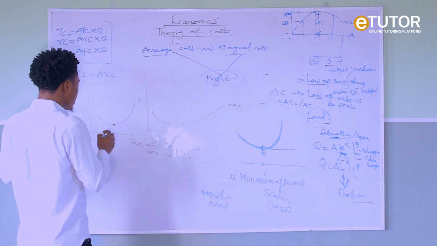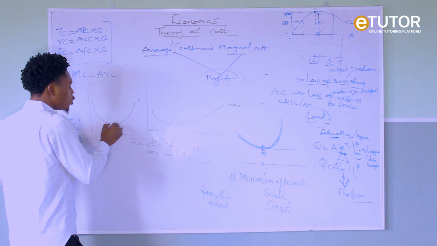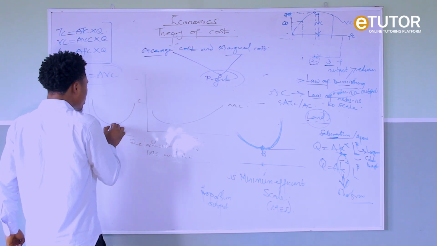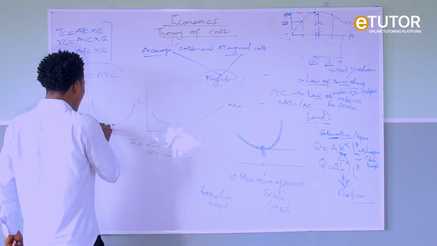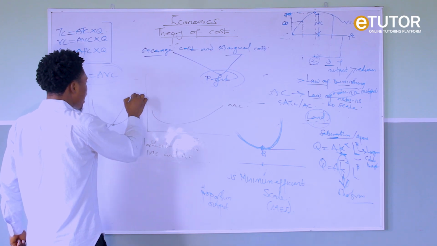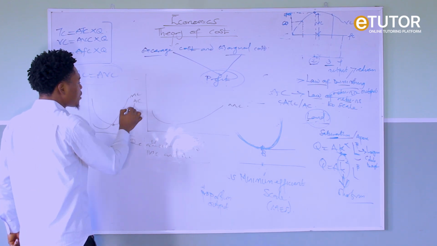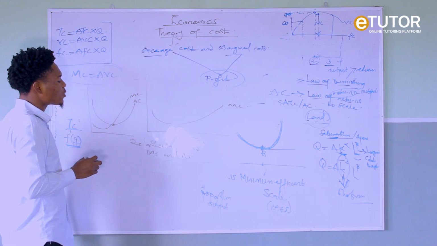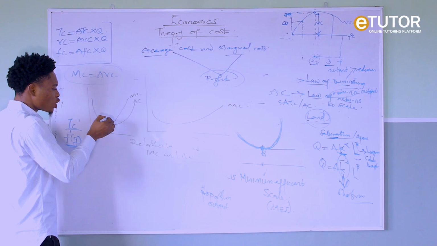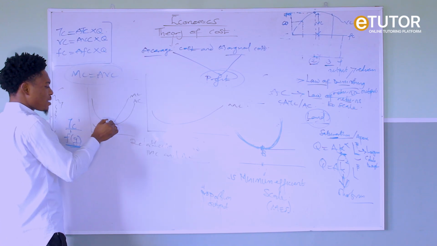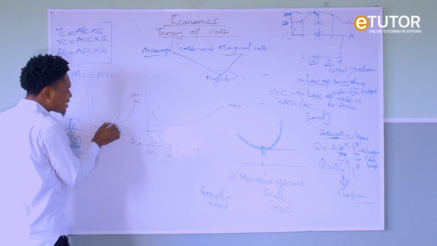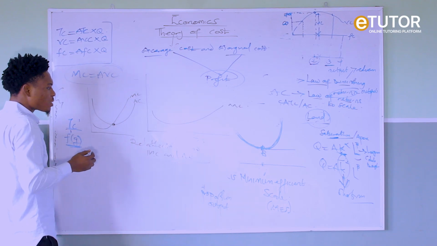Now for a firm, you make sure that your average cost is at minimum, right? So when the average cost is at minimum, you have your marginal cost. Now if I'm putting together my marginal cost and my average cost, my marginal cost must touch or intersect my average cost at the minimum point. At the minimum point.